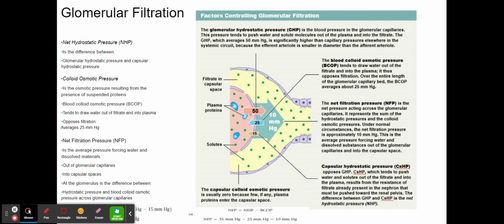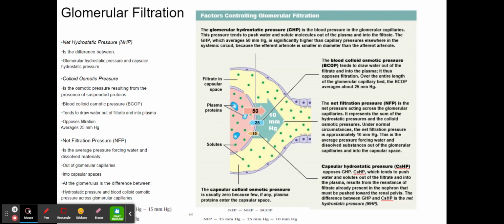The colloid osmotic pressure of a solution is the osmotic pressure resulting from suspended proteins. Under normal conditions, very few plasma proteins enter the capsular space, so no opposing colloid osmotic pressure exists within the capsule. However, if the glomeruli are damaged by disease or injury, and plasma proteins begin passing into the capsular space, a capsular colloid osmotic pressure is created that promotes filtration and increases fluid losses in urine.